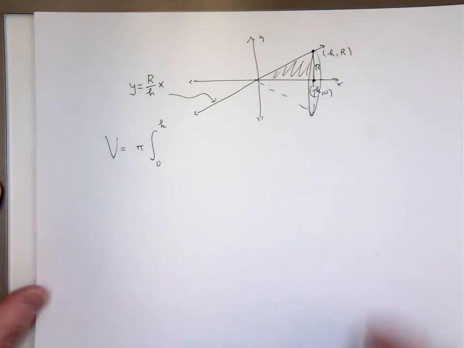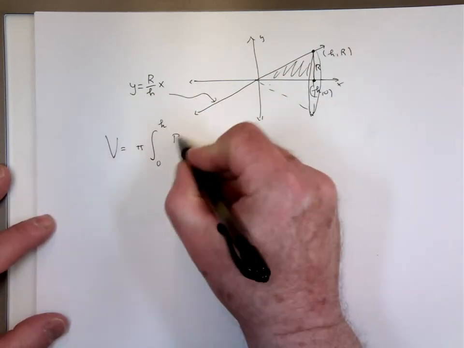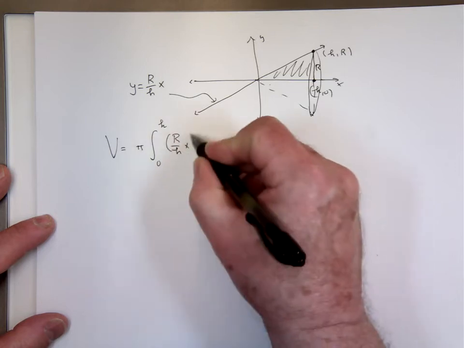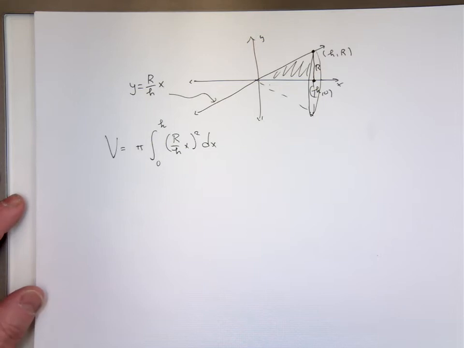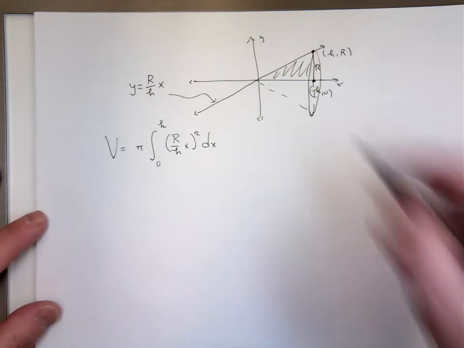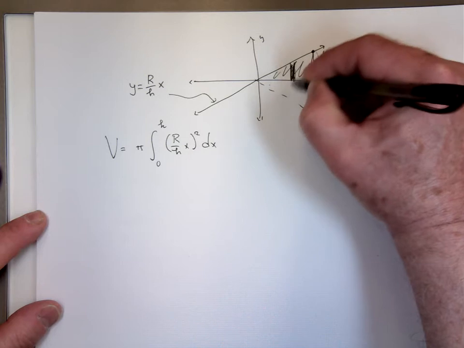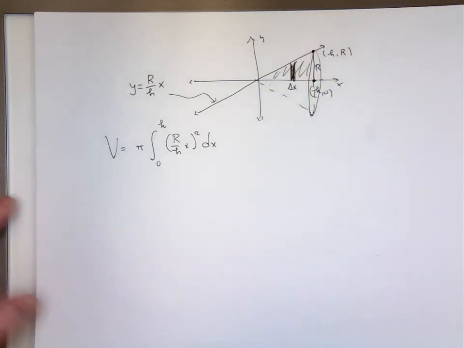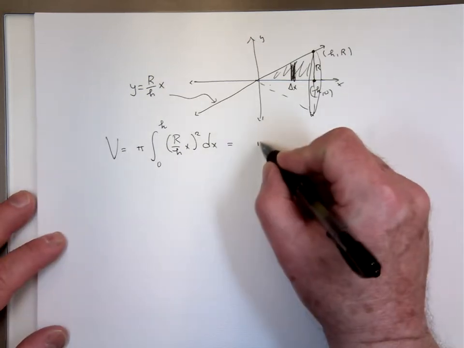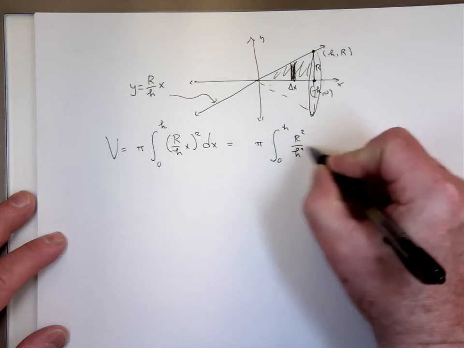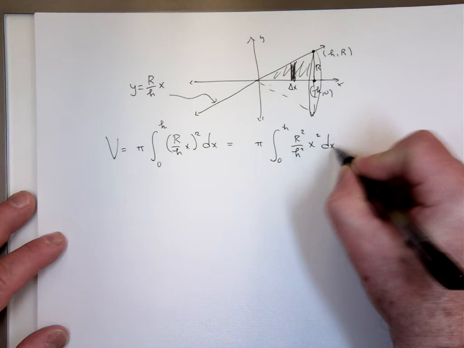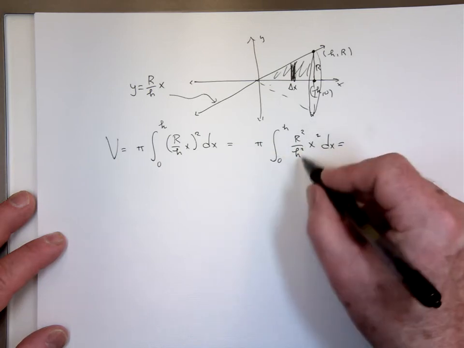Okay, what are we going to do? We're going to square it. That's what we said we had to do, delta x. Why? Because when we take this rectangle right here and whip it around the x-axis, we're going to get a disk. And if that's the case, this is the formula we're going to use. So, pi, 0 to h, r squared over h squared x squared dx. Bring these r's and h's out front, they're constants.